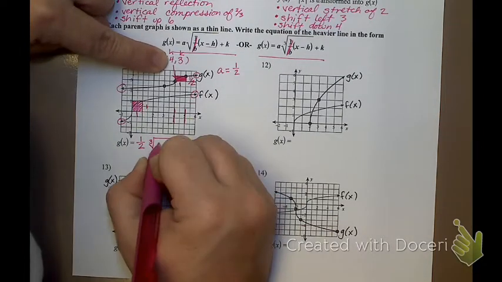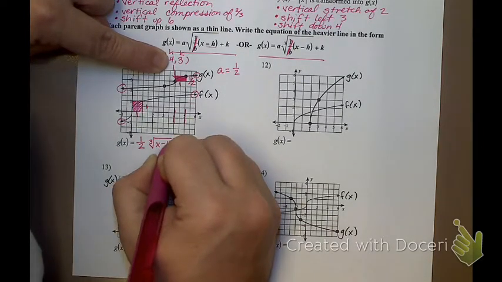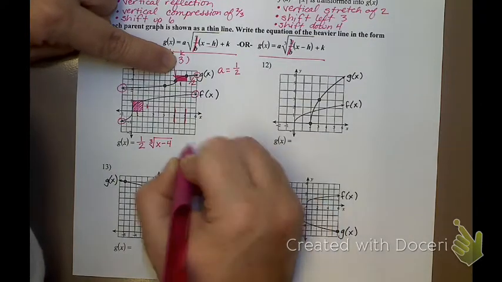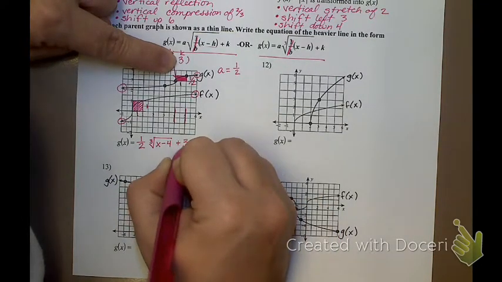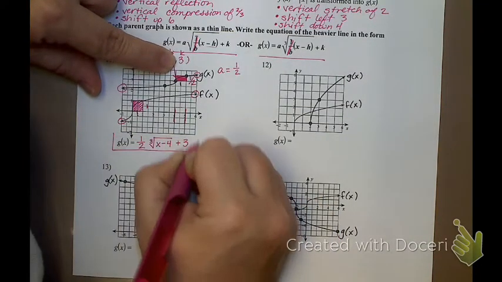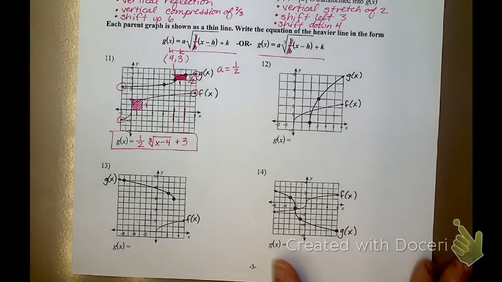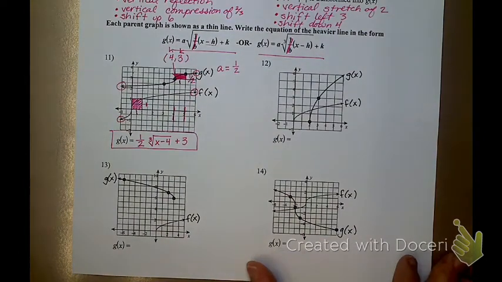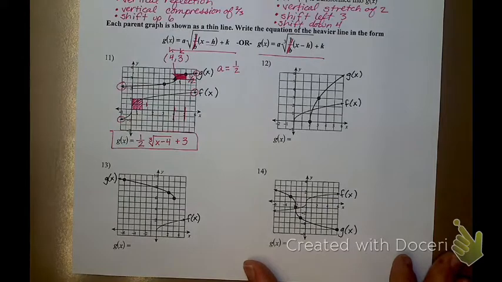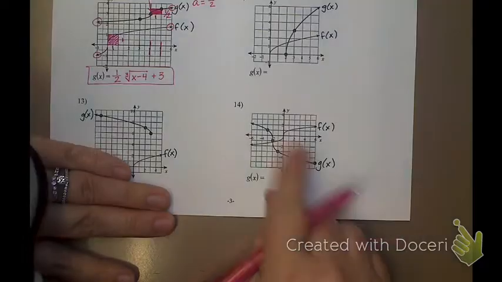If h is 4, it's going to look like x minus 4 in the radical. And k is 3, so the plus 3 needs to be outside of the radical. That's the equation of my cube root graph. Okay? Let's look at this cube root graph down here.